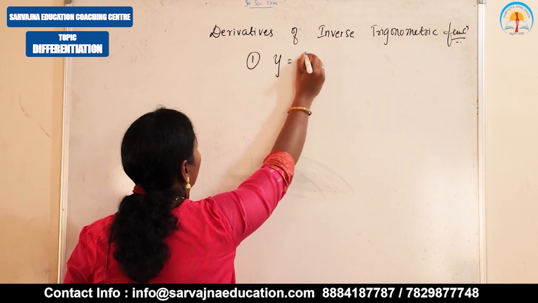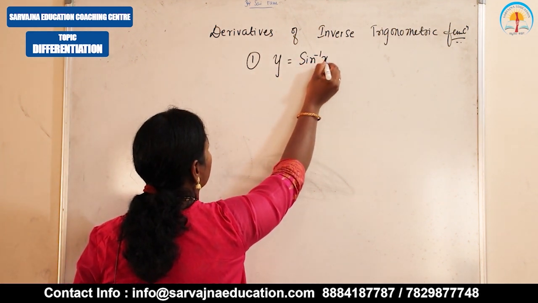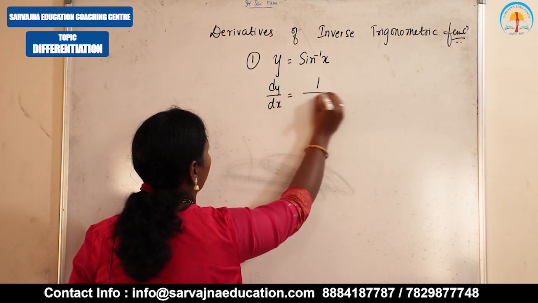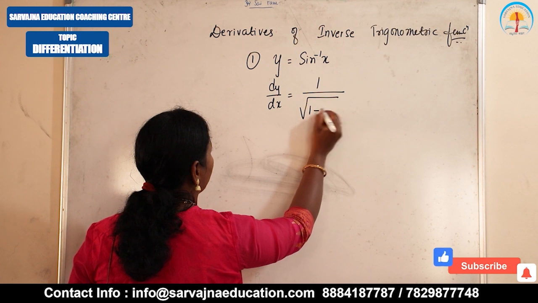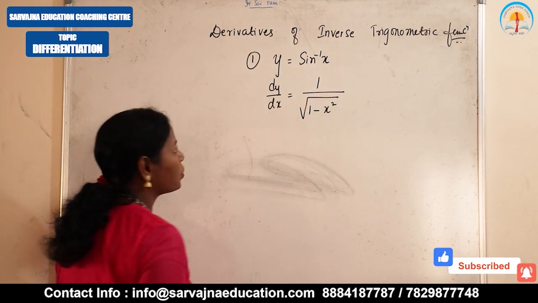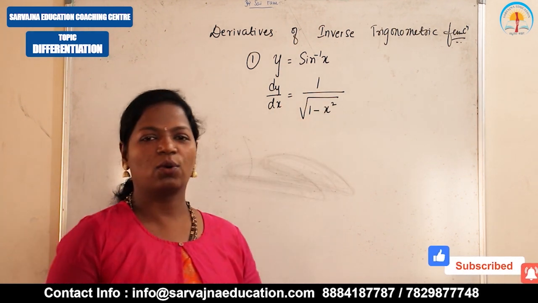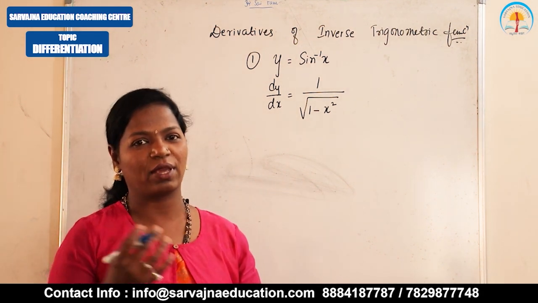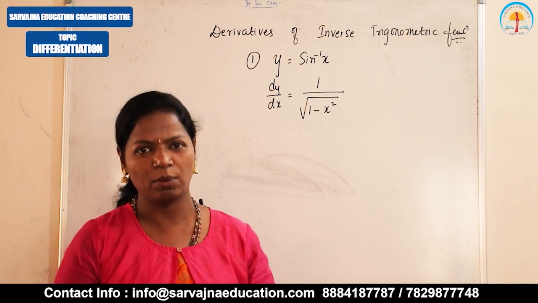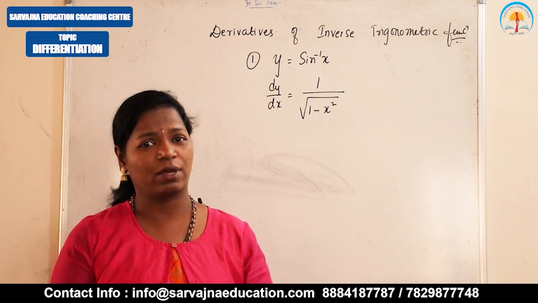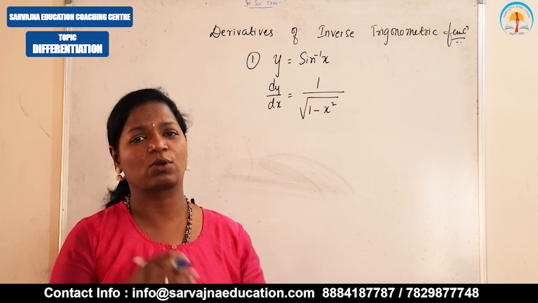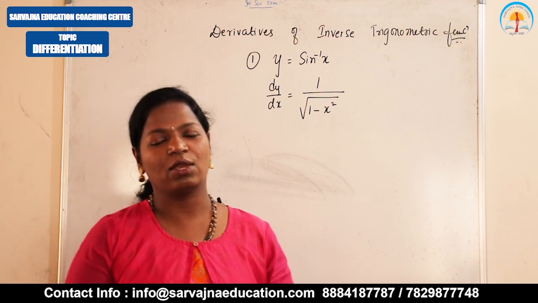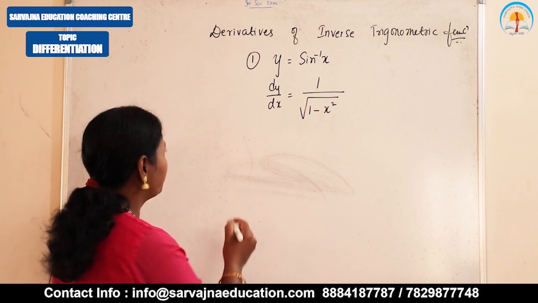When you have y is equal to sine inverse x, differentiation of sine inverse x is equal to 1 by root 1 minus x square. This is exactly the direct formula. So when you get any sine inverse x in the problems, you can directly use this. And based on whether it's a product rule or quotient rule, you have to analyze the problem. So second, we'll see y is equal to cos inverse x.